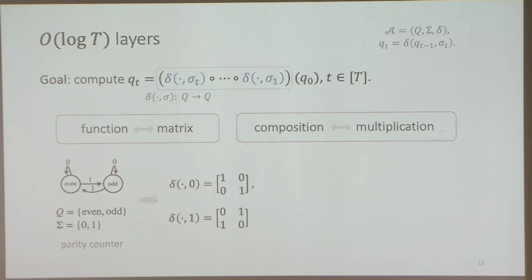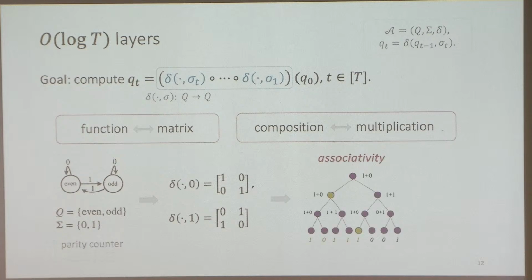Then because function composition and matrix multiplication is associative, we can compute the composition by building a binary tree, where each node in the tree will compose its two children. Importantly, the nodes in the same level of the tree are computed in parallel, and the only sequential dependency will be the tree depth. In this case, the tree depth is log t.